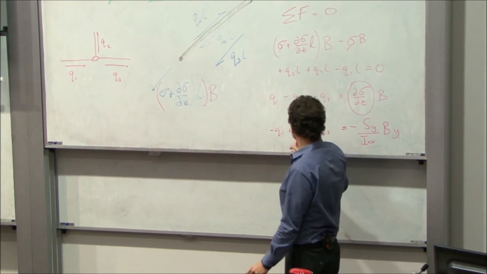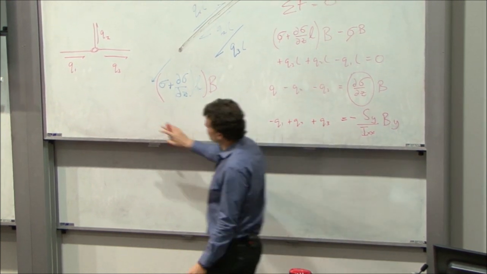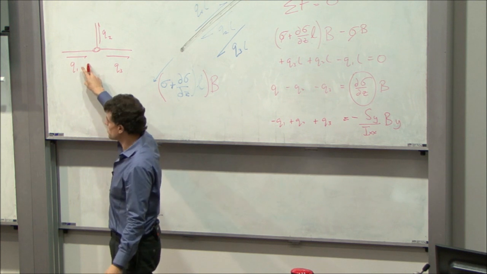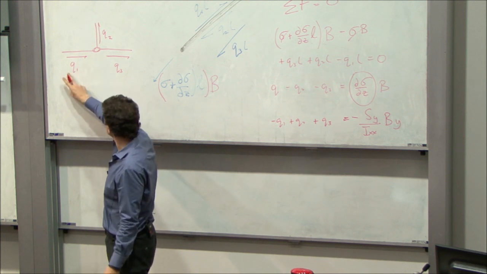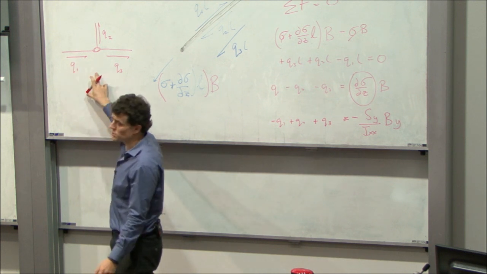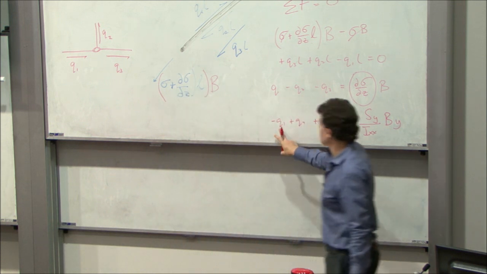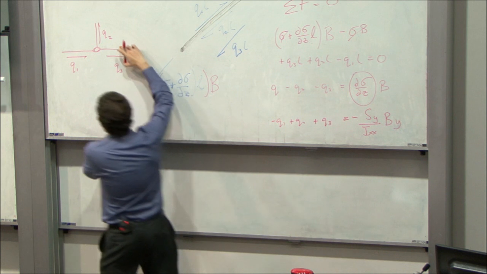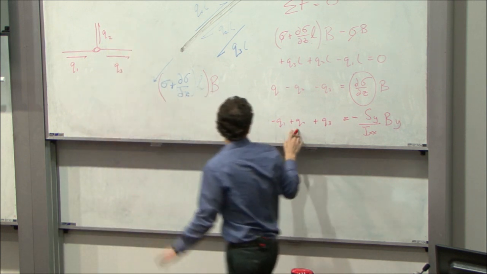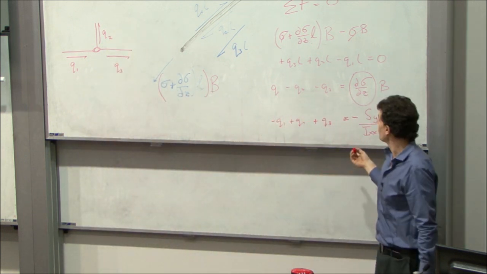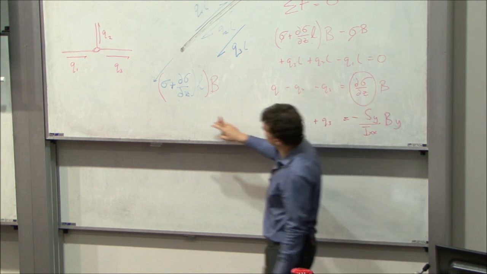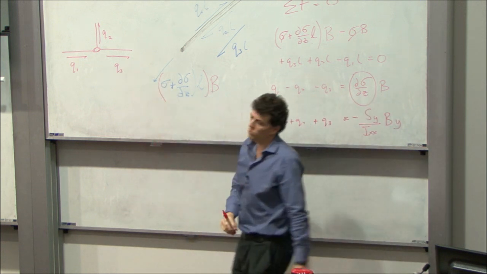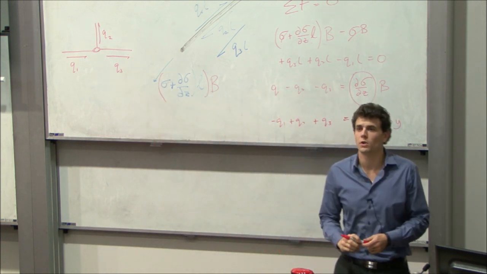Now, the minus signs and the plus signs come from whether we're going towards the boom or away from the boom with our shear flow. So Q1 in this case is going towards the boom, so it gets a minus sign. Q2 is going away from the boom, so it gets a plus sign. Q3 is going away from the boom, so it gets a plus sign as well.